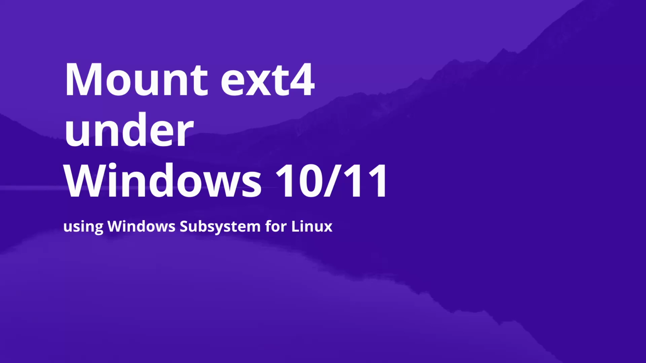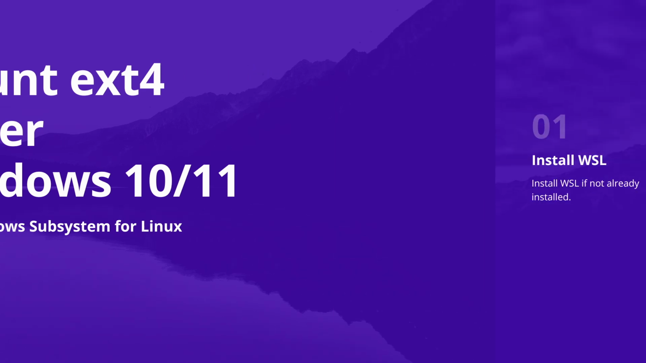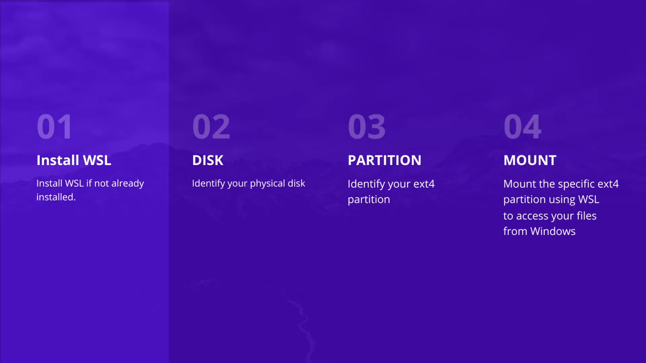In this tutorial, I will show you how you can mount an EXT4 partition in Windows 10 or Windows 11 using WSL. The overview of the steps. First, you install WSL if it's not already installed. Then you identify your physical disk. Now you identify the EXT4 partition. And then you simply access your files.